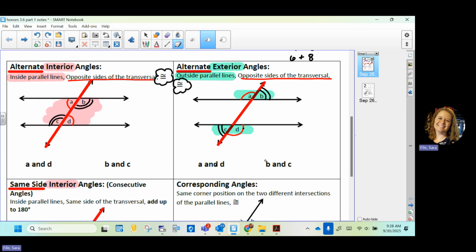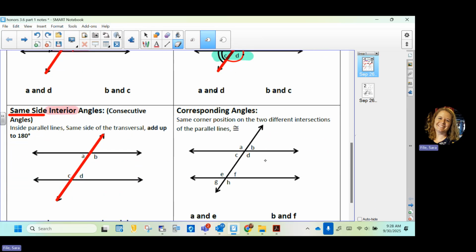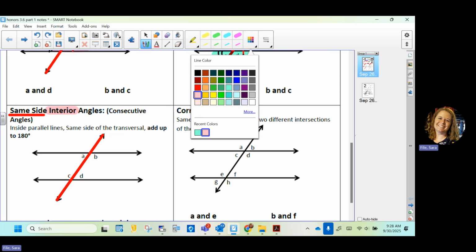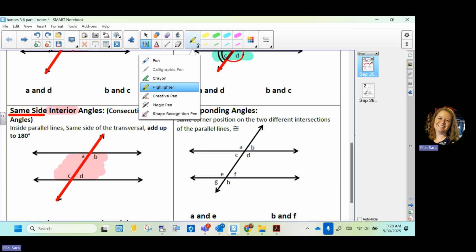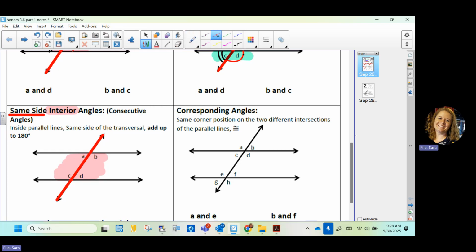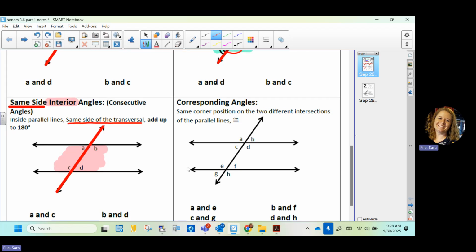All right. Next one is same side interior. So again, we're talking interior, so in between the parallel lines. So these angles in here are interior angles. But now we want same side of the transversal. So angles that are on the same side of the transversal would be A and C and B and D. Now notice A and C are not congruent, are they? I'm not going to mark them congruent. I'll just put the same color markings.